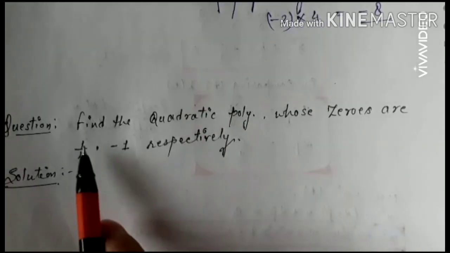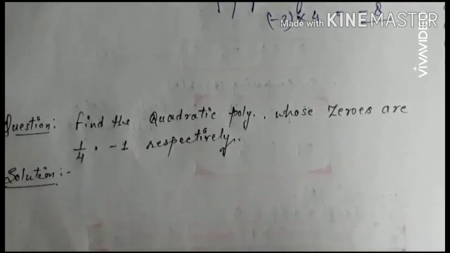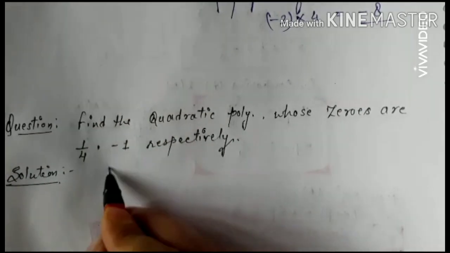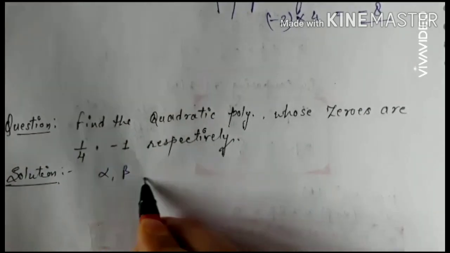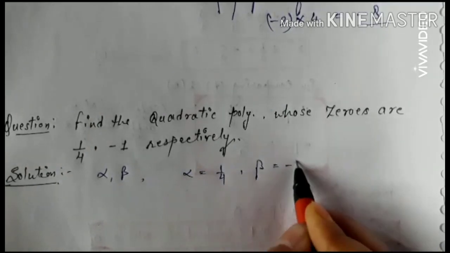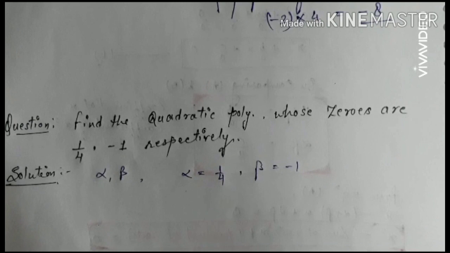The zeros are 1 upon 4 and minus 1. These two zeros are given. Suppose for the quadratic polynomial, any polynomial, alpha and beta are the two roots. So here alpha will be 1 upon 4 and beta is minus 1. These are the two roots.